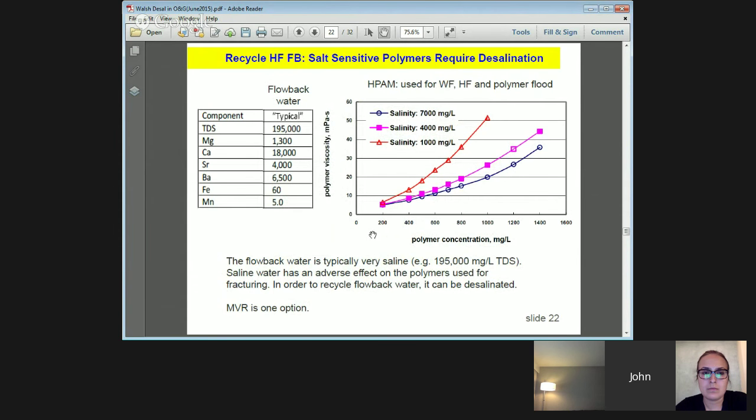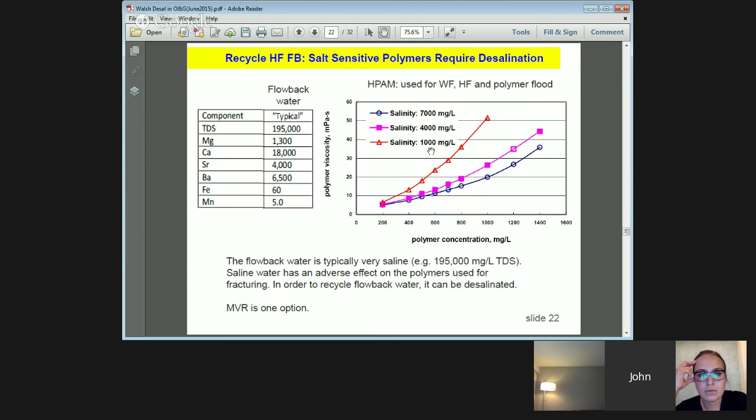Now what this slide shows is the sensitivity of the polymers that are used to salinity. So this is low salinity, and you can see the polymer is able to achieve a high viscosity, which is desirable in order to open up the shale fractures. As salinity increases, you see the viscosity attained drops off rather quickly.